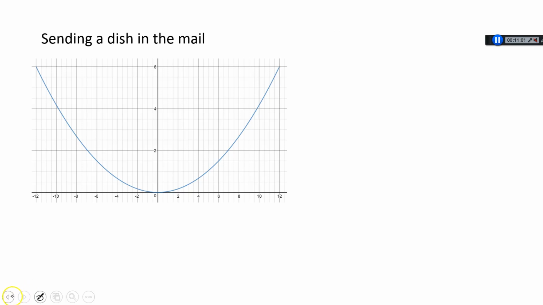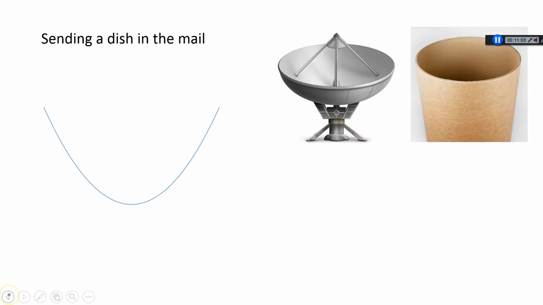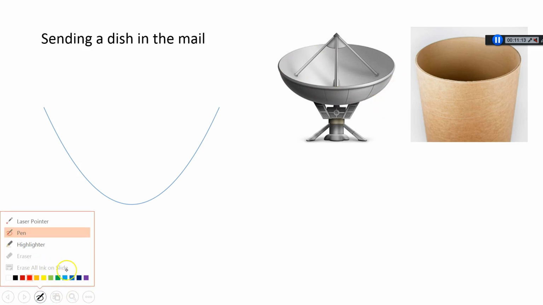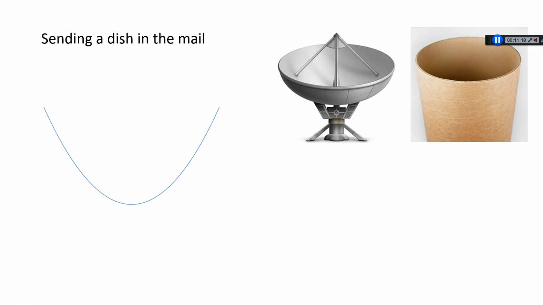So what we're going to do now is take a look at sending a satellite dish in the mail. This is kind of a fun problem. I like this. Basically what you're thinking about is if you have a satellite dish that you want to send through the mail and you want to put it in a box, but you want to give that box some support so it won't collapse and it won't hurt the satellite dish, you might take a cylinder like this and set it right here inside the dish.